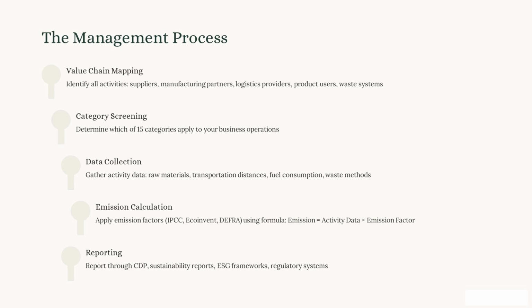Step 5, data analysis and reporting. Finally, the calculated emissions are analyzed and reported in sustainability reports or carbon disclosure frameworks. Companies may report this information through CDP climate disclosure, sustainability reports, ESG reports, or regulatory reporting systems.